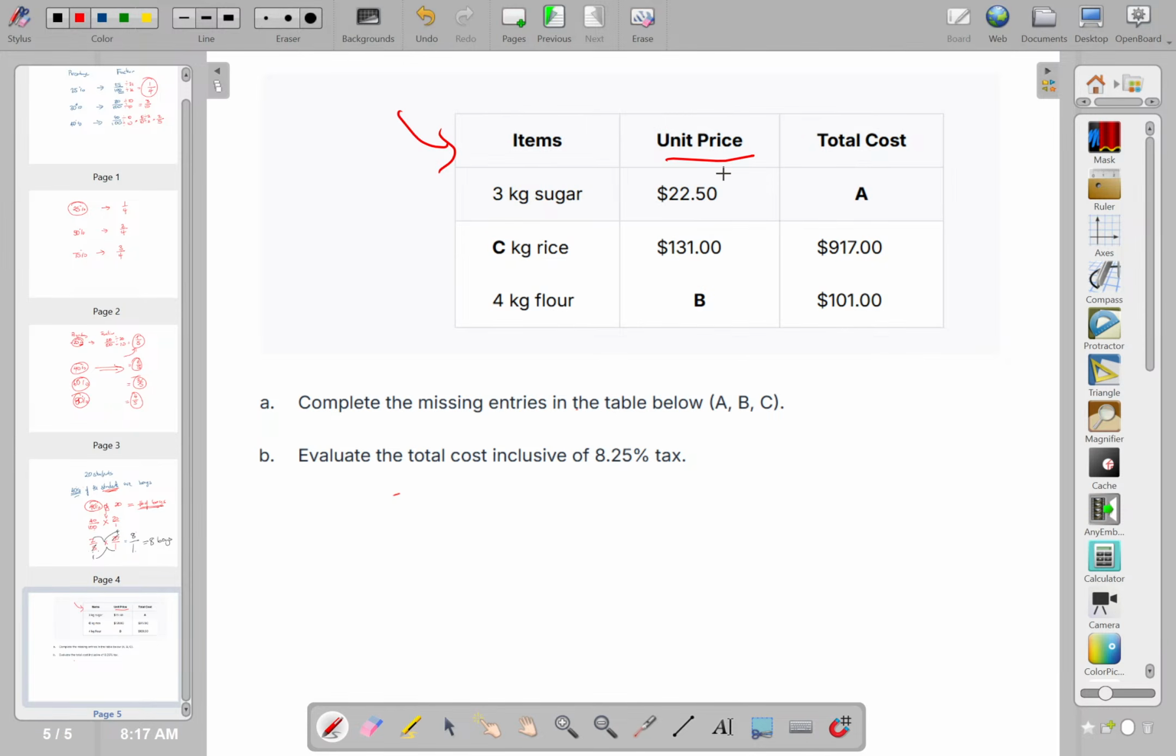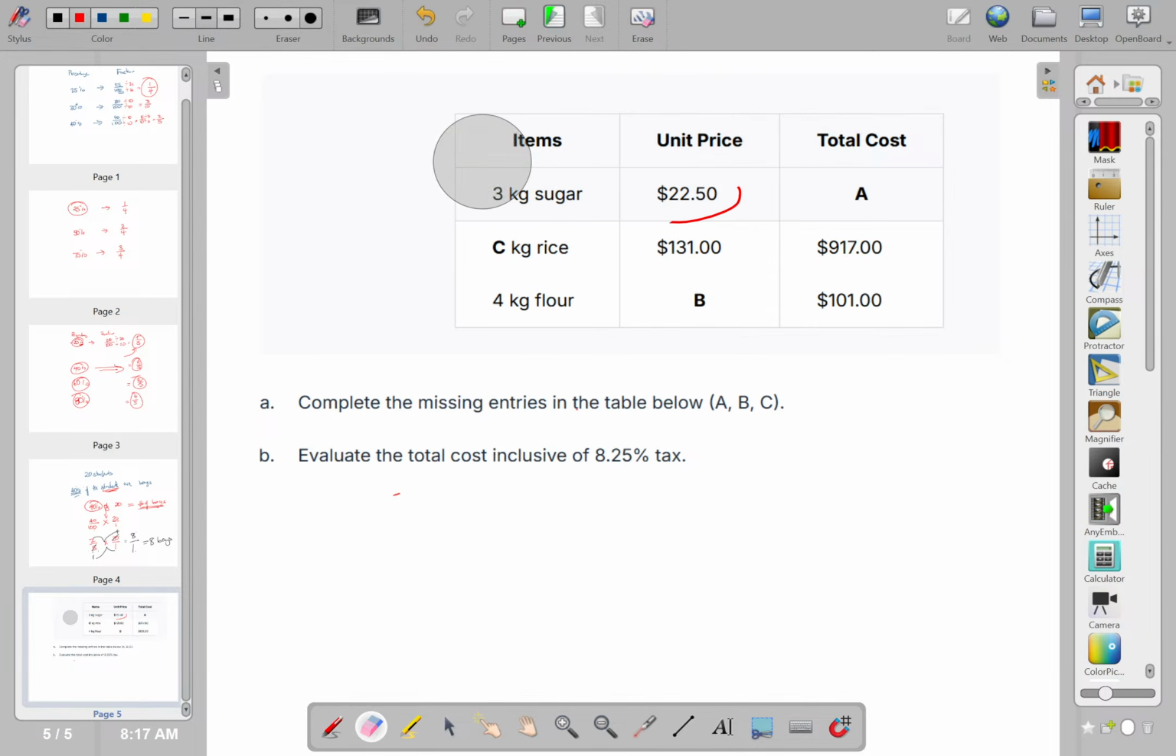I'm going to explain everything because I don't know my audience. I don't know who is where and what level you guys are at. Unit price means that for every kilogram, this is how much it costs. 1 kilogram costs $22. 2 kilograms will cost double that. 3 kilograms will cost triple that. I hope that makes sense. This is called unit price, meaning it's per unit. The unit here is kilogram. So for every 1 kilogram, you have to pay them $22.50. Hope that makes sense.